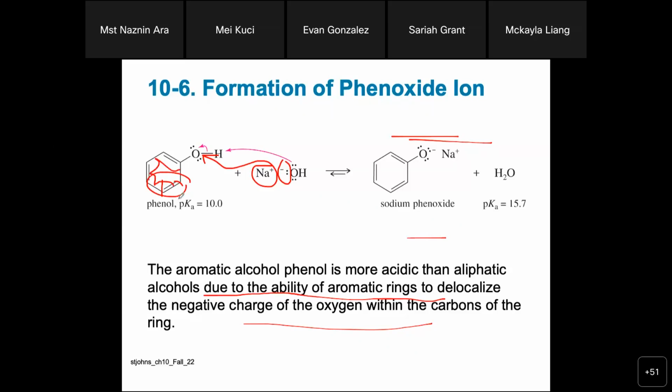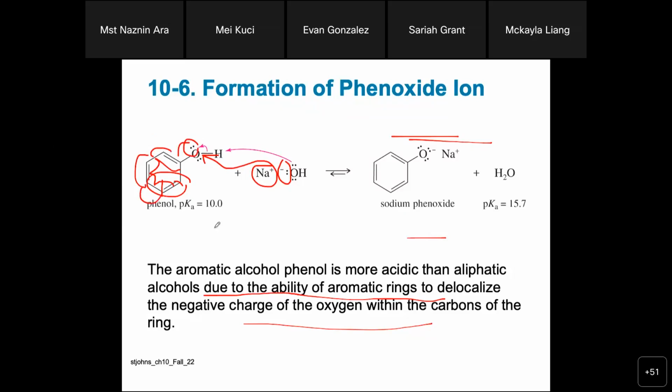Resonance is not only about the charge, I'm talking about the overall resonance. So we can change the charge and also delocalize the bond. The two are related, correct? So the ability of the aromatic ring to delocalize the negative charge of the oxygen within the carbon atoms is the reason that the acidity is high. So we can delocalize, and as a result we can relocate. But actually this is legal.